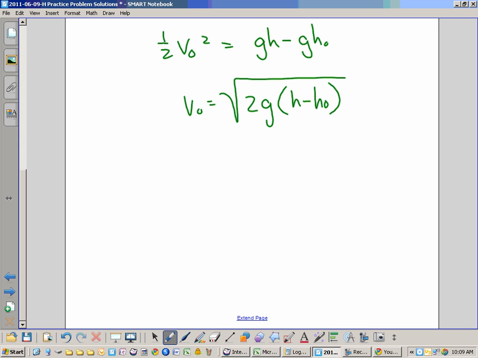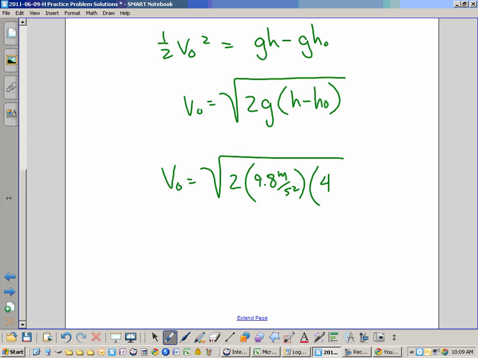All right, so now we're going to plug all that stuff in. 2 times, what is G? 9.8 meters per second squared times H minus H naught, 4 meters minus 3 meters. That's what I'm saying, if it was 1 and 0, it'd be exactly the same thing. All right, so then we do dimensional analysis. Meters times meters divided by second squared, meters squared per second squared, square root of that, meters per second.